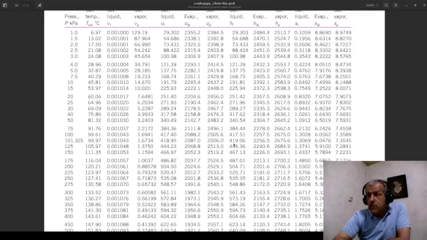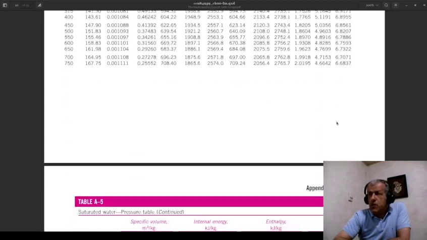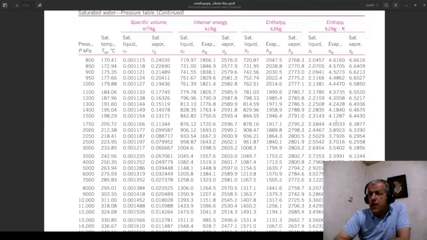And also, if we continue the table to the 2000 line, 2000 kilopascals, which is here, we also have the saturated temperature for this pressure, and then a specific volume for saturated liquid, specific volume for saturated vapor, and all the energies. And what I shall do now is try to write down all these values on my paper.